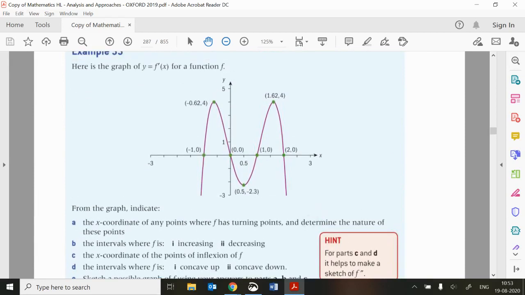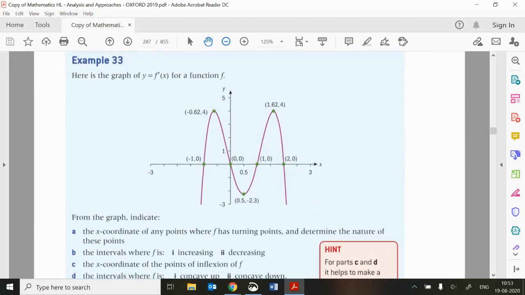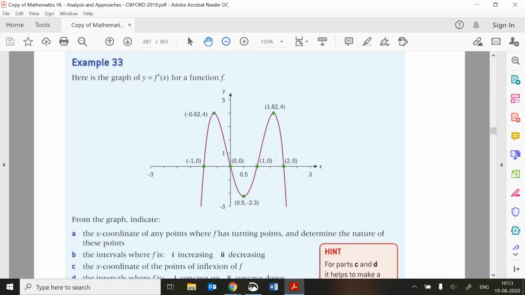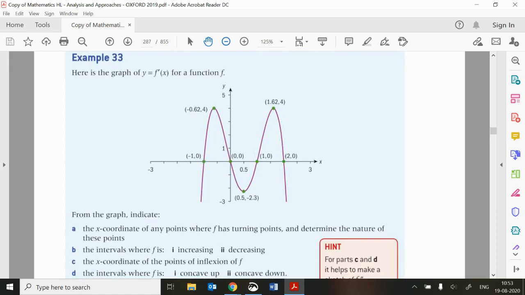So again, we've got to think about how to draw these ones here. And this one is talking about, I have to actually make this one a little bit smaller. Well, let's look at it first of all. It says, here's the graph for the function. And it says, from this graph, indicate the x coordinate of any turning points where f has turning points. Okay, so we're given f dash of x, and we need to think about where the turning points are for f. So it's going backwards.